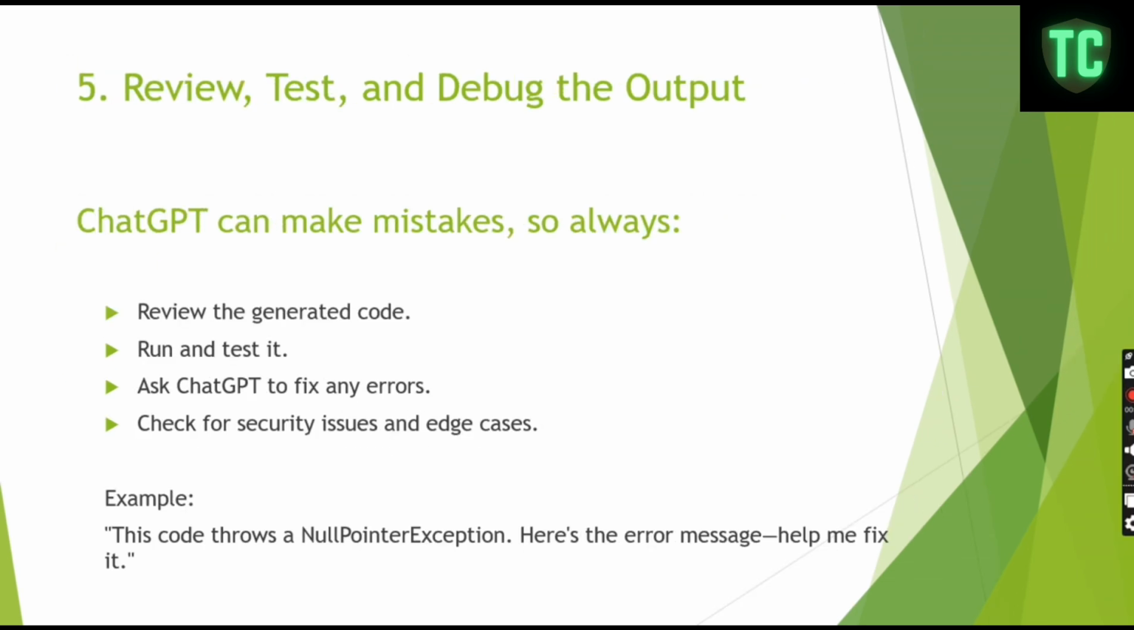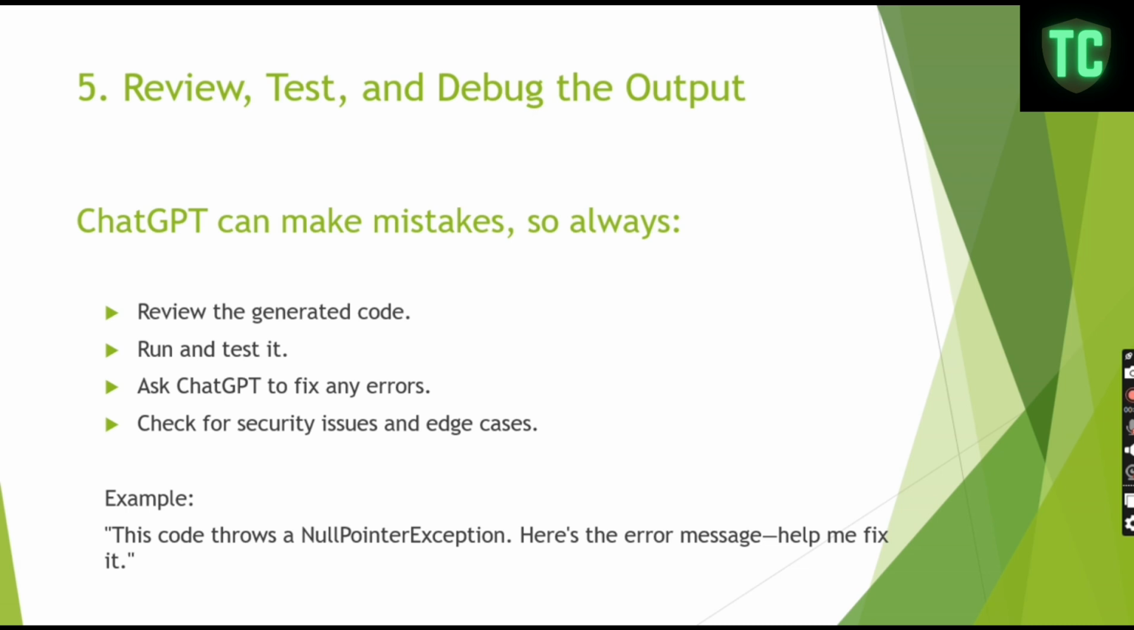Now let's move to the fifth point. The fifth point is review, test and debug the output. ChatGPT can make mistakes, so always review the generated code, run and test it. Ask ChatGPT to fix any errors. If you run and test, you will get some errors. Then you have to ask ChatGPT to fix those specific errors.